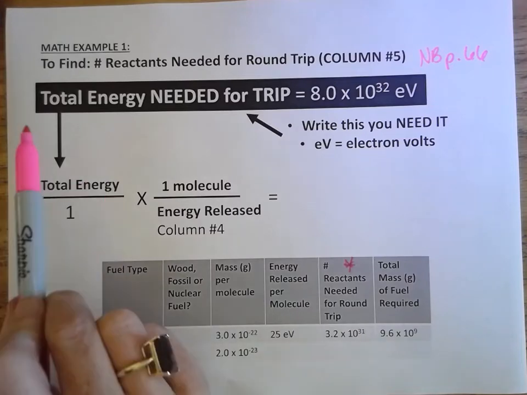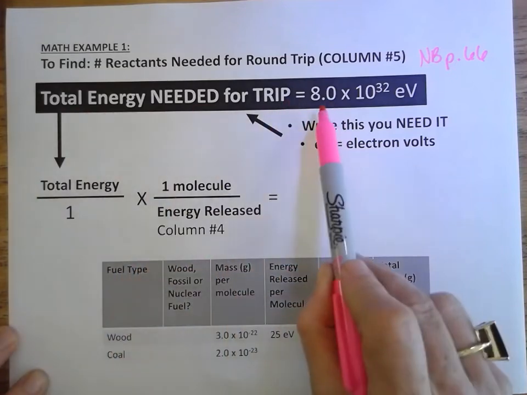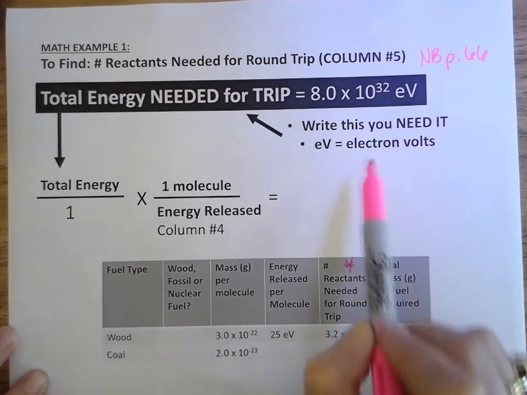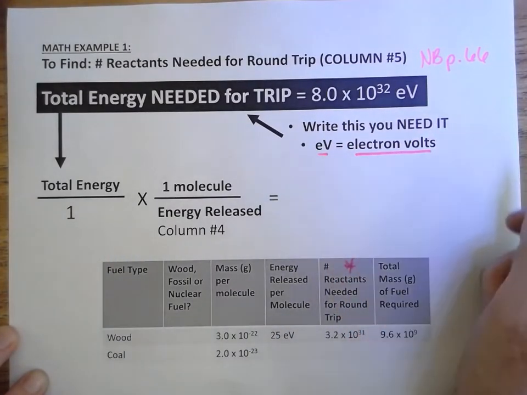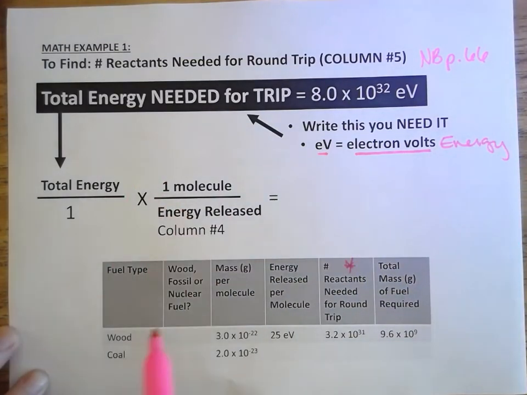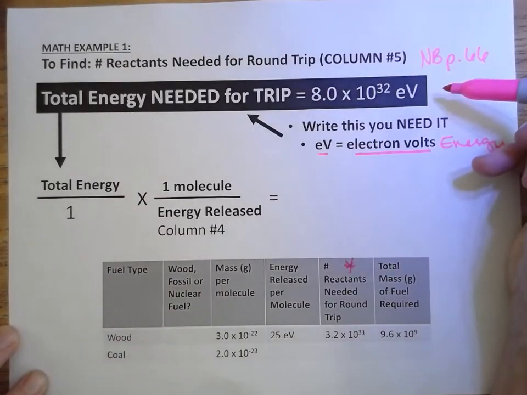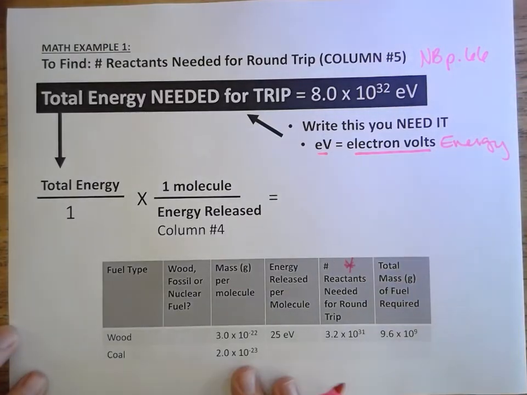You need this total energy needed for the trip. Everybody needs this number, 8.0 times 10 to the 32nd power electron volts. EV stands for electron volts, so this is energy. To get from Earth to Pluto and back, it's going to require 8.0 times 10 to the 32nd electron volts. That is the number that we need.